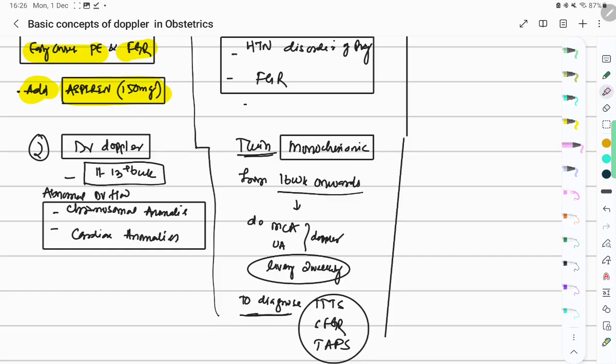Next is DV Doppler. In the first trimester, we also do DV Doppler, meaning ductus venosus Doppler. That is also done during the NT scan at 11 to 13 plus 6 weeks. If we get abnormal DV flow, that means absent or reversed A wave in DV flow, that suggests the fetus may have chromosomal or cardiac anomalies. This is just a screening, not a confirmatory test. We get confirmation by amniocentesis or chorionic villus sampling.